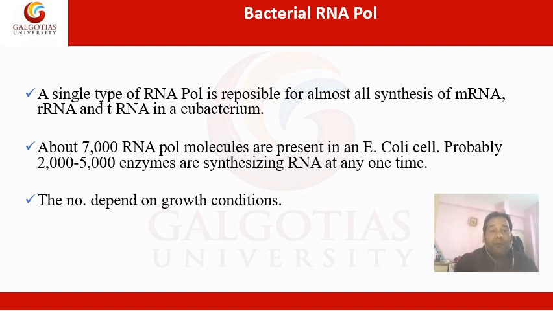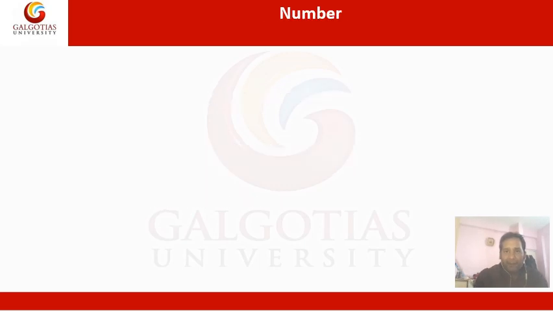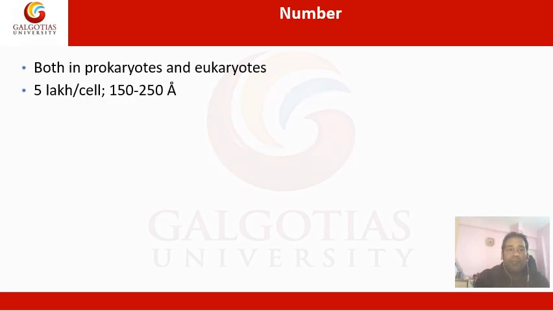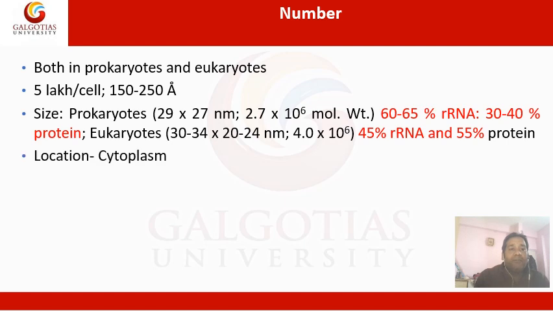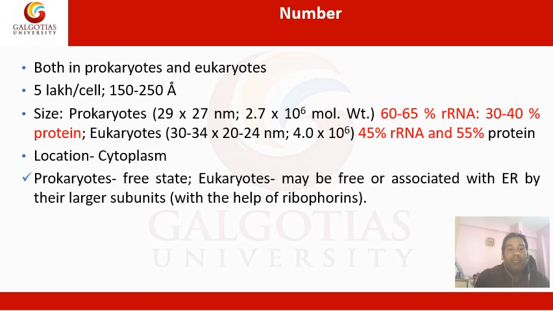And it is well known that there are around 7,000 RNA polymerase enzymes that may be present in an E. coli cell, and probably there are around 2,000 to 5,000 enzymes synthesizing RNA at one time. But this number can vary depending upon the growth condition of the E. coli. Now, if we see the numbers, they vary in both prokaryotic and eukaryotic cells.